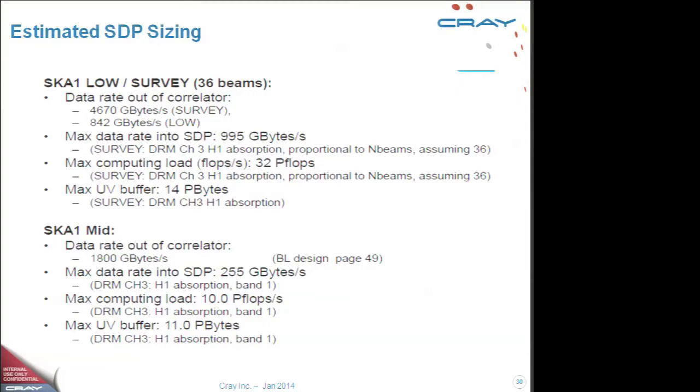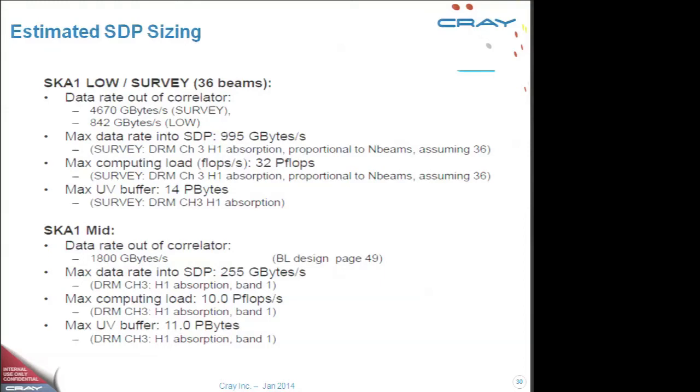So here's Paul's estimate of sizing. A little bit different from the numbers we've seen before. The beamforming and the survey of the universe, much higher data rates out of the correlator, and then a computing load that's about the same, and then a petabyte-sized buffer for putting it in before it goes into the archive.